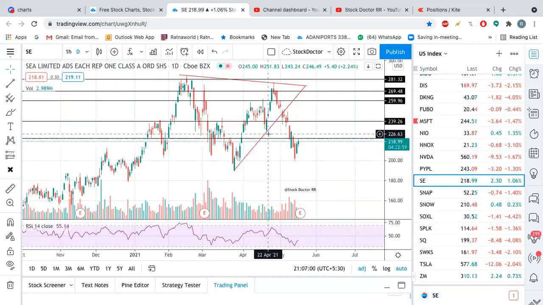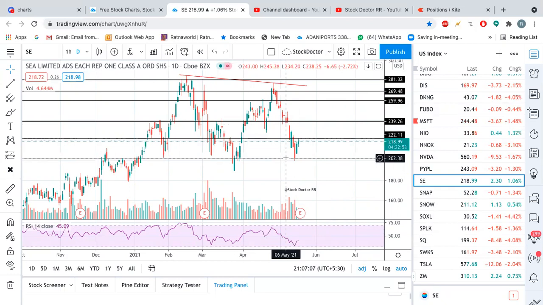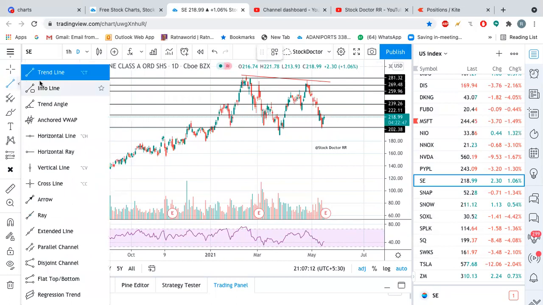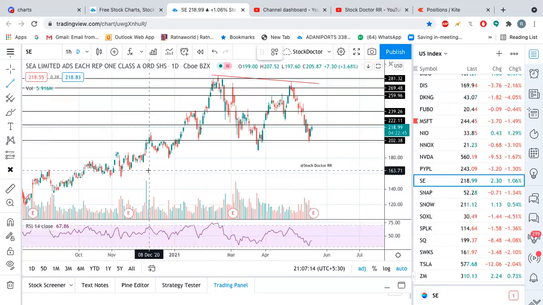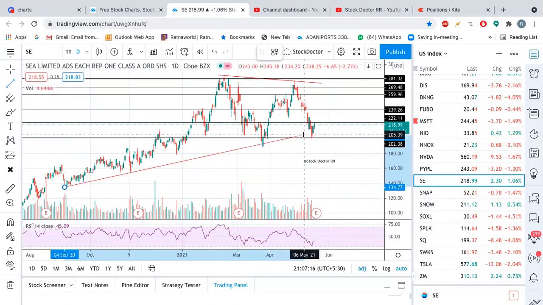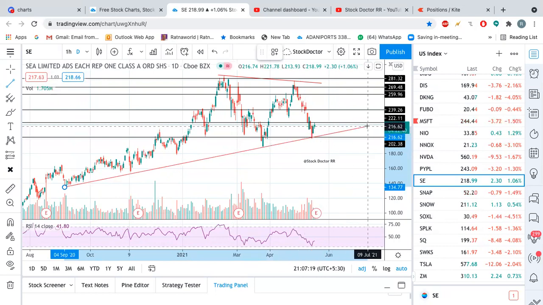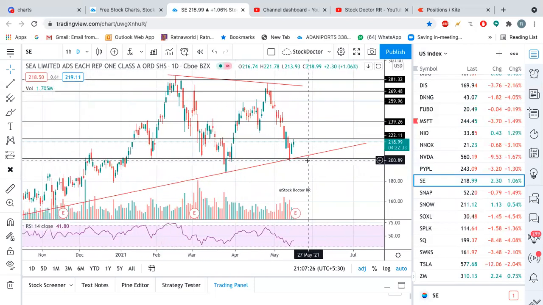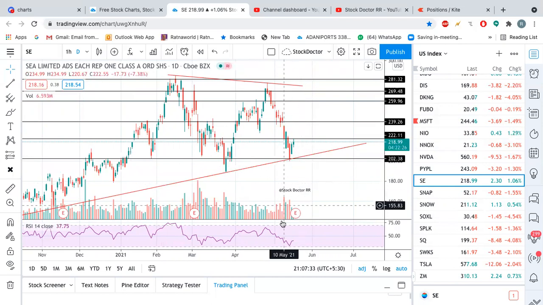So for the SE, if you can see here, the trend line was missed. Yeah. So for the SE, if you can see, it has a very good support at $202 level. If it comes toward this zone, then definitely it is a good buy.